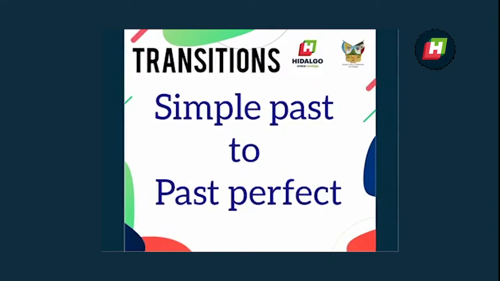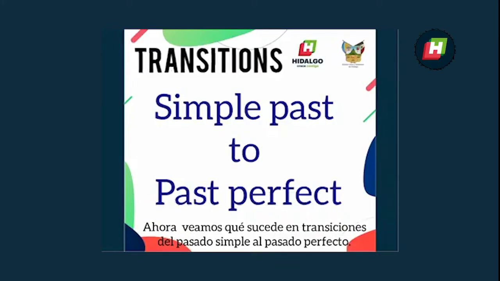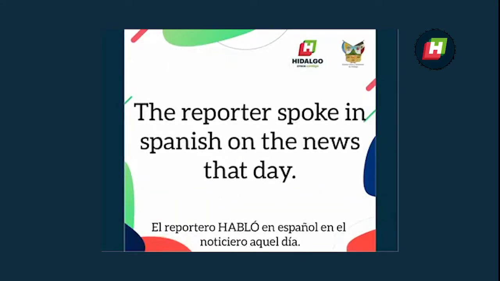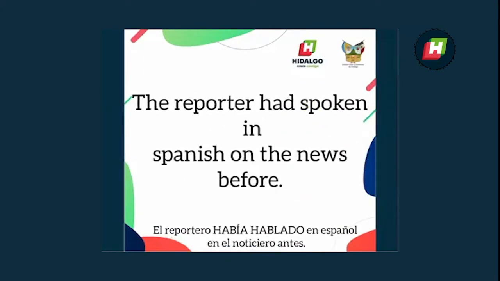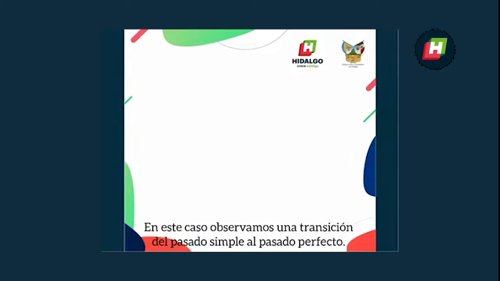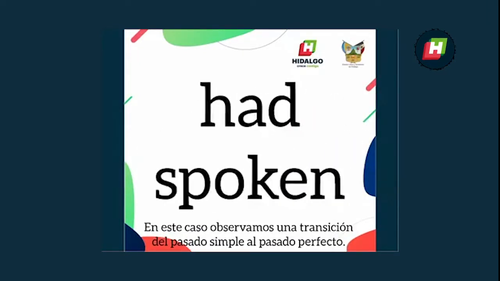From the simple past to the past perfect. Now, let's see what happens in transitions from the past to the past perfect. The reporter spoke in Spanish on the news that day. The reporter had spoken in Spanish on the news before. In this case, you can observe the transition of the verb from the simple past to the past participle.